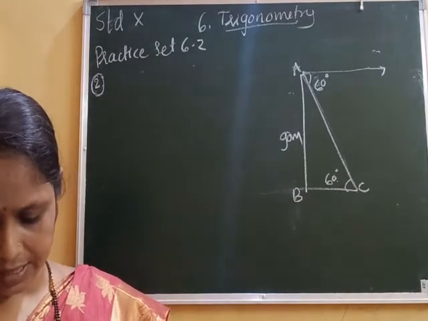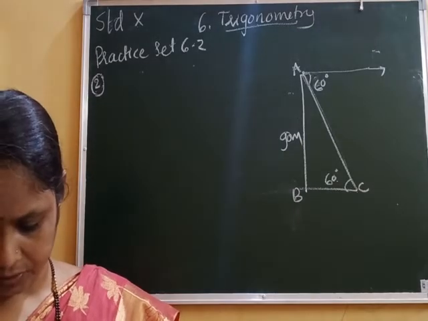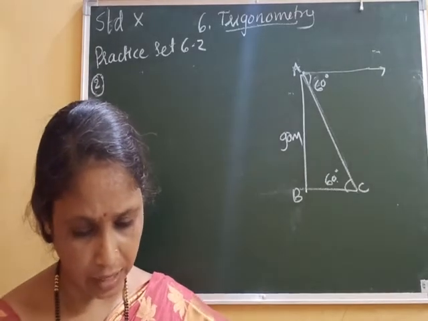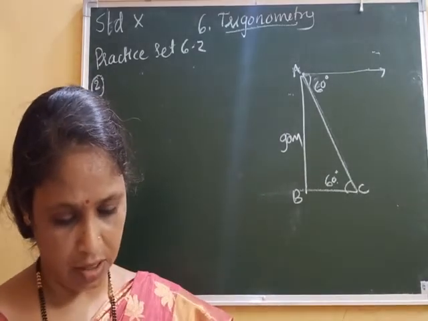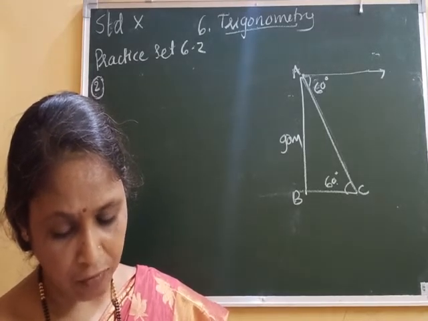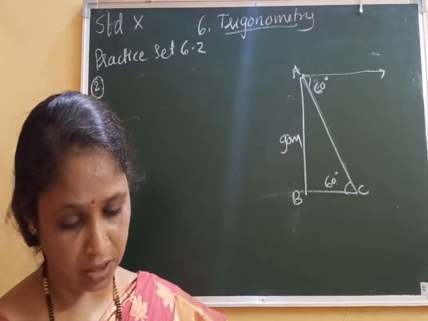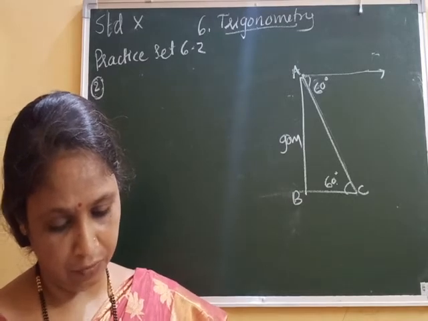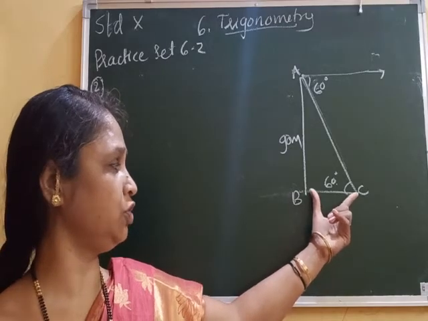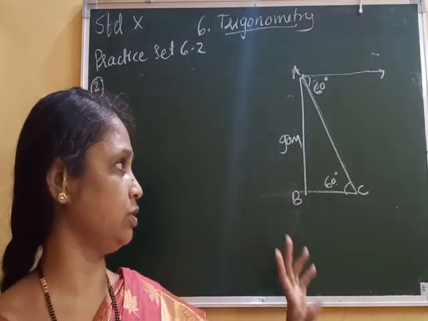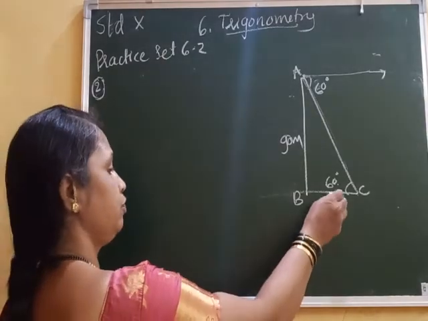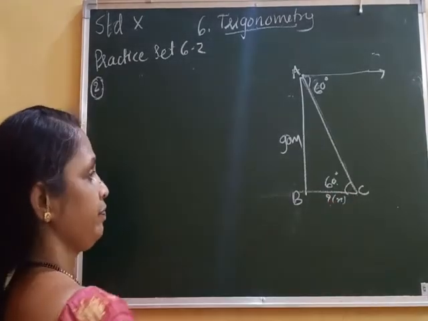90 meter is the height of the lighthouse. Now next is what they have said. Then find how far the ship is from the lighthouse. Means we have to find out the distance of this. How far is the ship from the lighthouse? Okay, this we have to find out. This BC's distance we have to find out. So we can denote it by X.